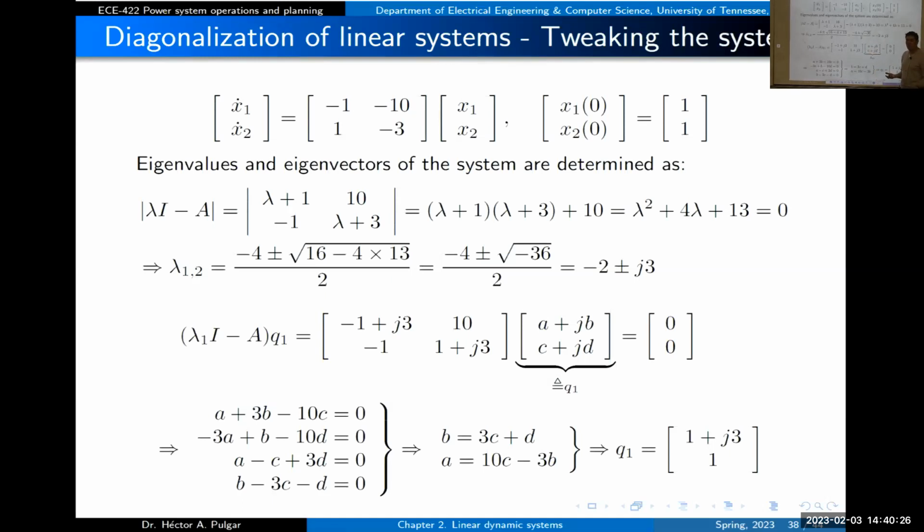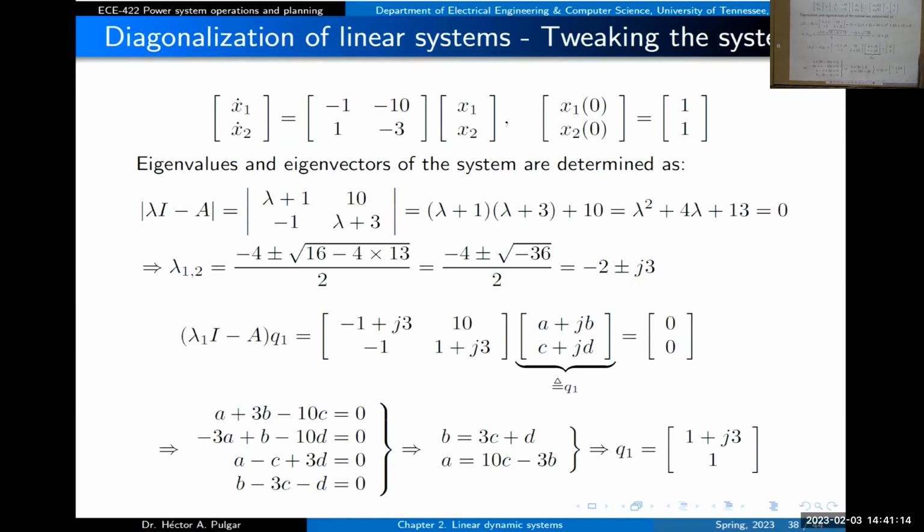There is no way you can determine all of those, so you need to pick 2 variables independently. Just assign any value you want. When you get those, you determine the other 2. What I did here, I solved for A. I said A is C minus 3B, and B is 3C plus D. That's what we have there. So I can pick here a value for C and D, and I can get the rest. How much is C? It's 1. How much is D? 0. You see? Is there C plus jD? D is 0. How much is C? 1. So you replace those and you get how much should be A, how much should be B.